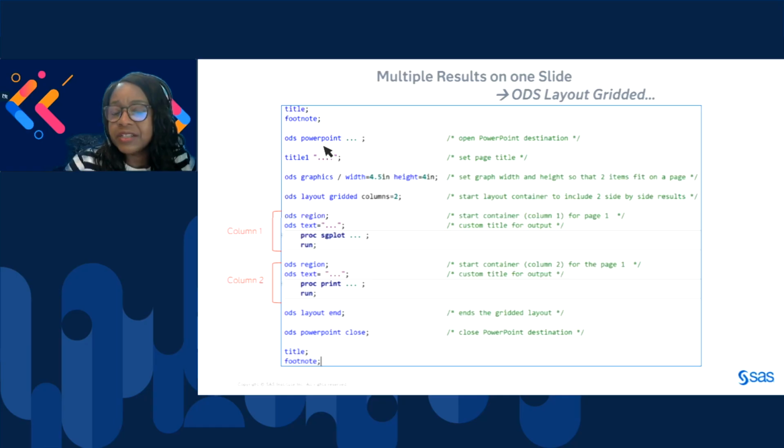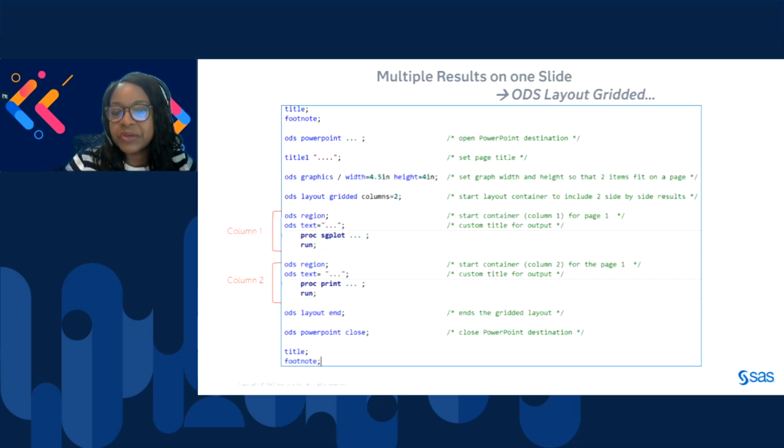But what we're going to add are statements like ODS graphics to manage the fitting of multiple items on a page. We're going to add the ODS layout gridded, and this is the key to defining the multiple columns on a page. Now, you can do more than just 2 columns. Maybe you want to do 2 columns in a row.